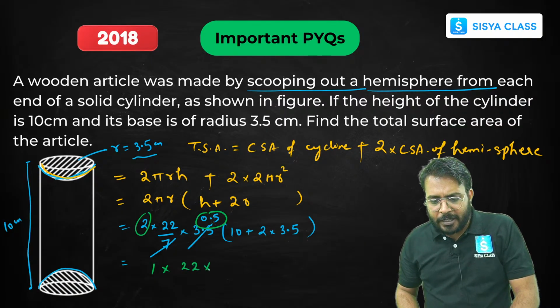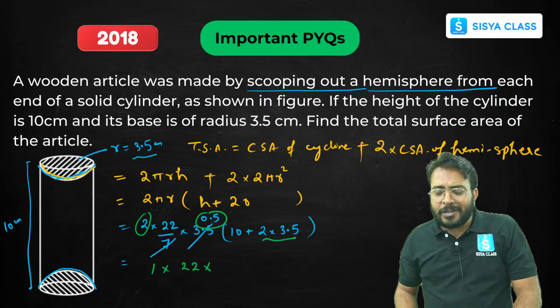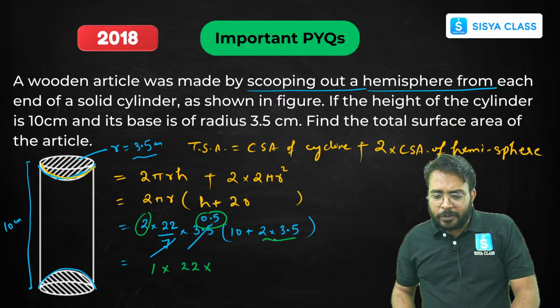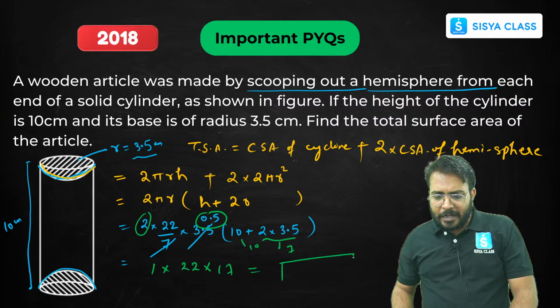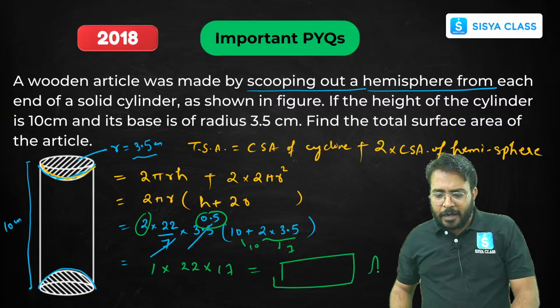Yes, sir, we can write definitely. 2 into 3.5 is nothing but 7. Yes or no? This is 7 and this is 10. So we can write it as 17. We can write it as 17, and now we can multiply and get our answer. Okay, just multiply and get your answer.